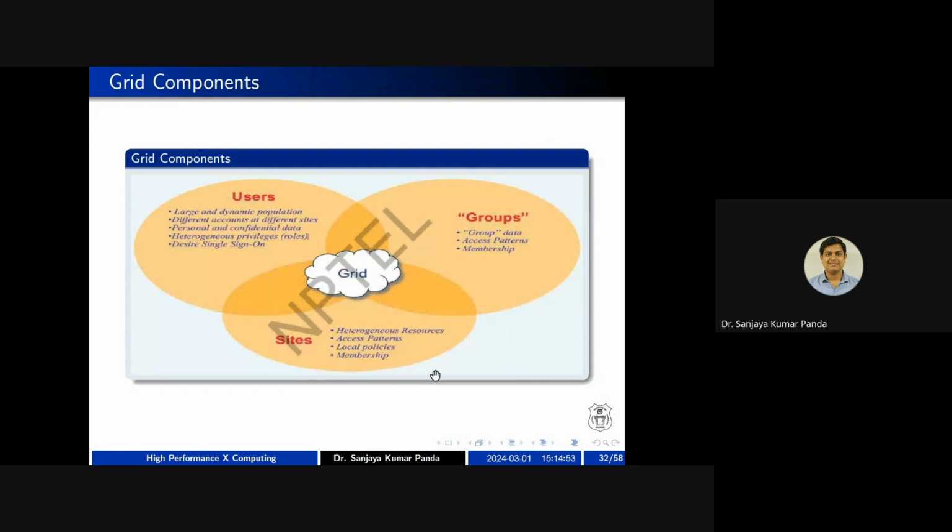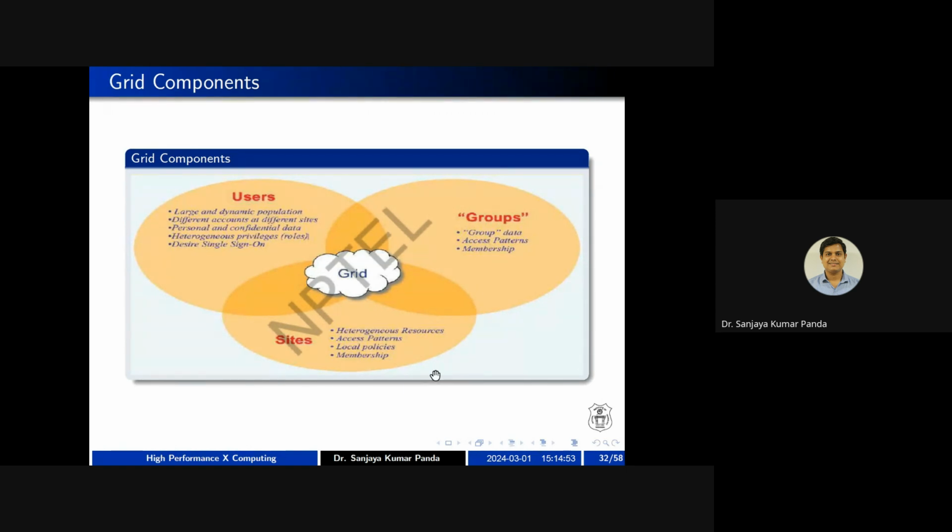There are 3 parts in a grid component. One is the user, another is group, another is site. One view is the user view. What does the user want? The user wants a single system image. The user will connect to only one system, and that system may connect with 1000 systems, but finally the result will be written by that system.